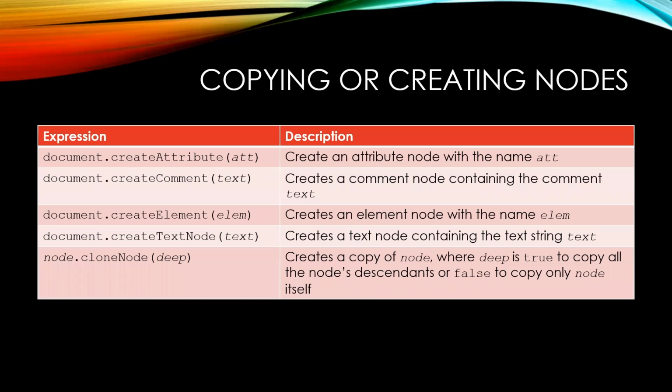Nodes have a lot of built-in functions and methods in order to copy or create. So we have createAttribute, createComment, createElement, createTextNode, and cloneNode. That's going to do a whole bunch of different actions with those nodes. So we can create an attribute, we can create a comment with a text, we can create an element, or at the very bottom, we can create an absolute copy of a node, where it would be a copy of that node all the way through.